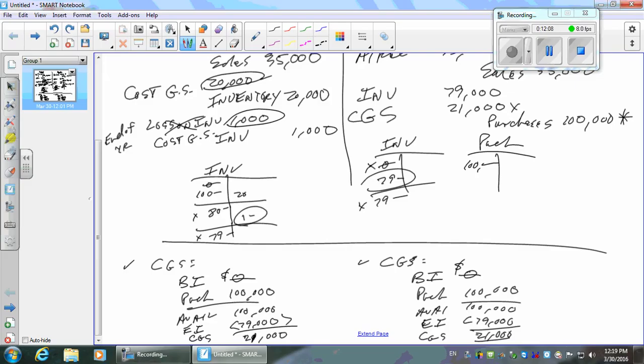So is that the only time, if you categorize it as a loss, that cost of goods sold would be different? Yeah. Okay. You got it.